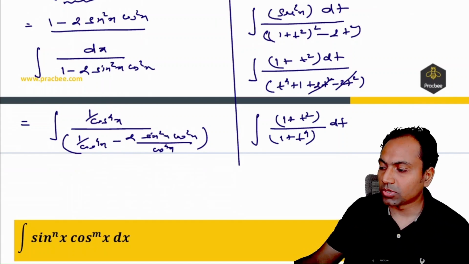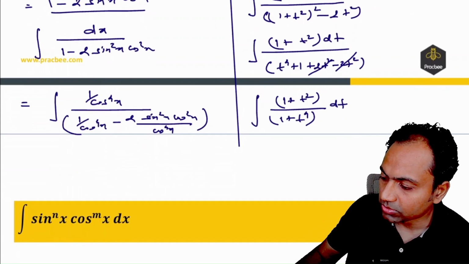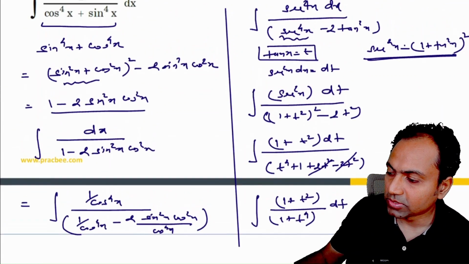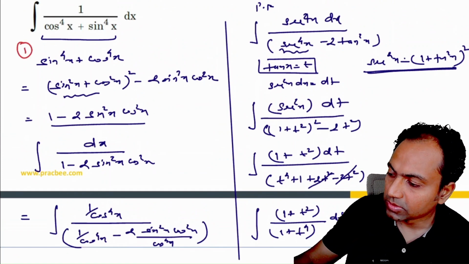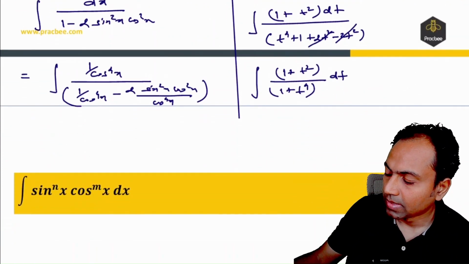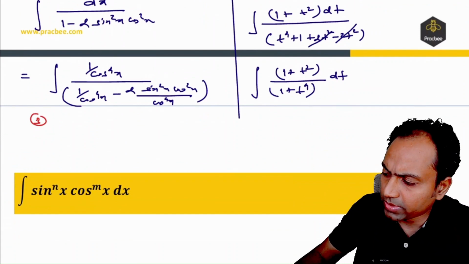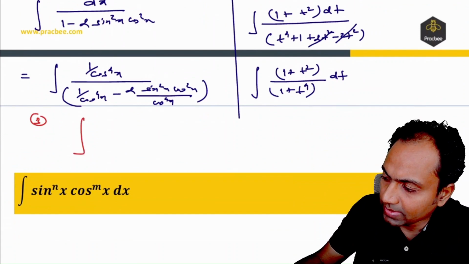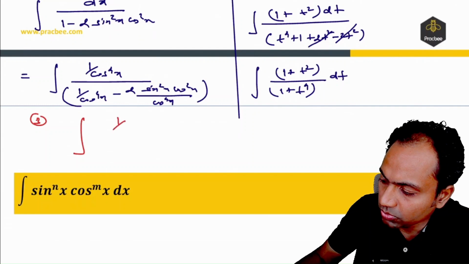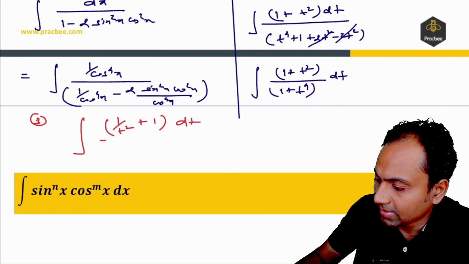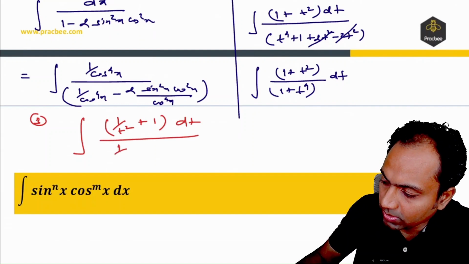And now in order to solve this integral, there is a method. The method goes like this. So this was my first step. This is my second step. And in the third step, I am doing one more very significant thing. So what I will do here is, I will divide it by t square. So if I do so, this becomes (1 by t square plus 1) dt. And in the denominator, it becomes 1 by t square plus t square.